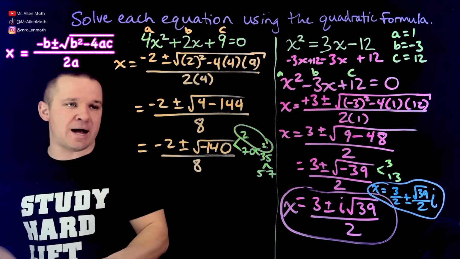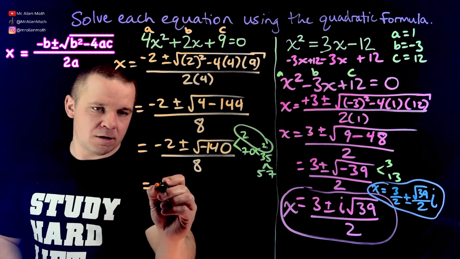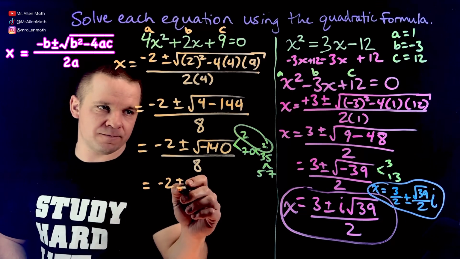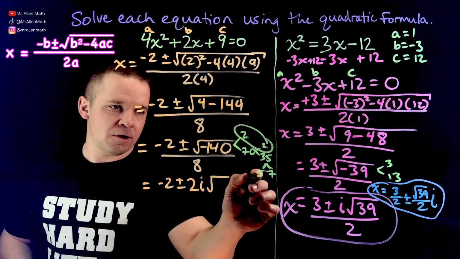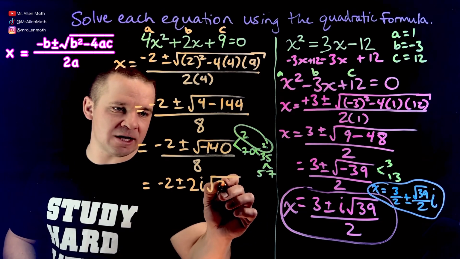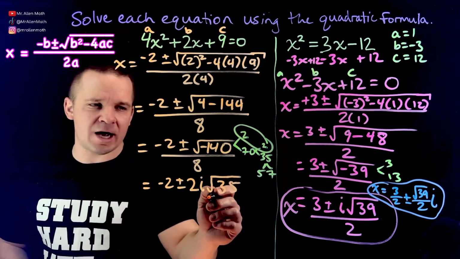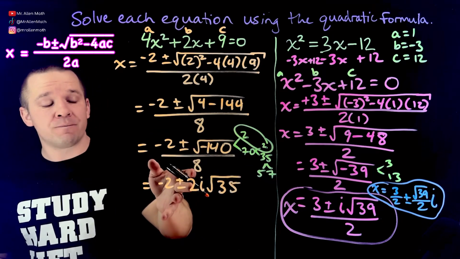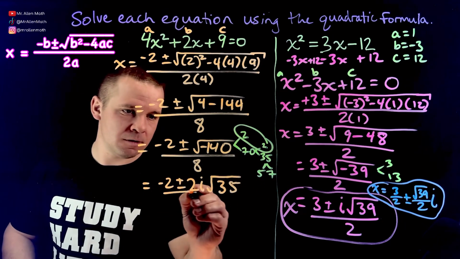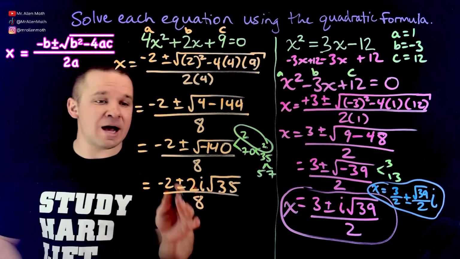So let's put this all back together. So I'm going to have negative 2 plus or minus. 2 is going to come out. i is going to come out. 5 and 7 get multiplied back together. People always ask, do I multiply them or do I add them? What do I do with them? I broke them apart with division. Got to put them back with multiplication. Okay? Over 8.